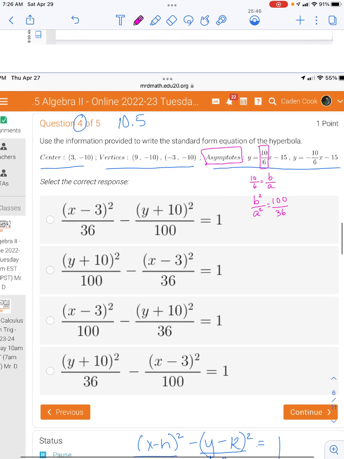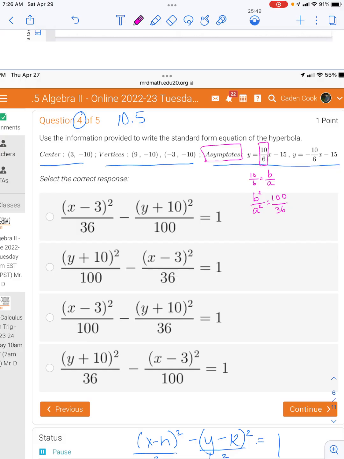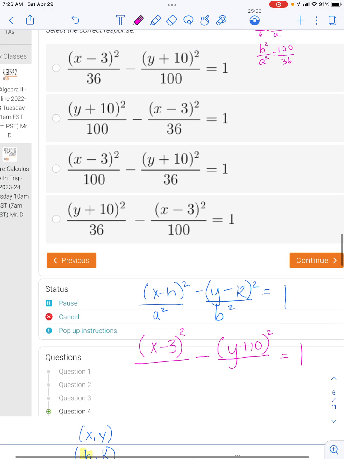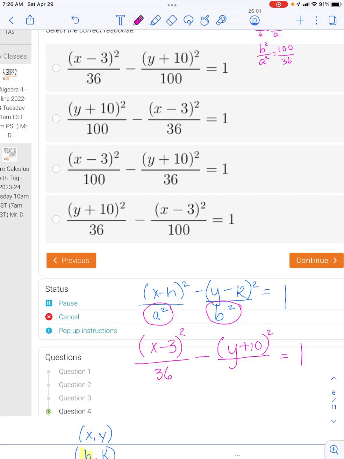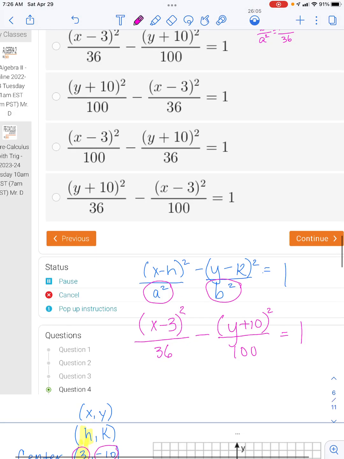Now, I want to address this with you because I'm hoping that your mind is saying, but wait a minute, a squared is always the larger value. So let's see why it looks like it's not. So our a squared is right here, so we're going to put a 36 down here, and our b squared is right here, and we're going to put 100 right there. Okay, so you're asking then, if a squared is supposed to be the larger value, why does 36 work out to go underneath the x value, which is our major axis?